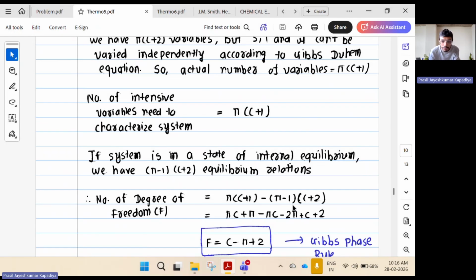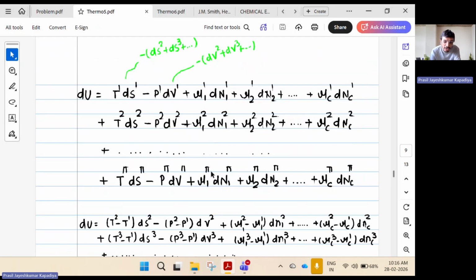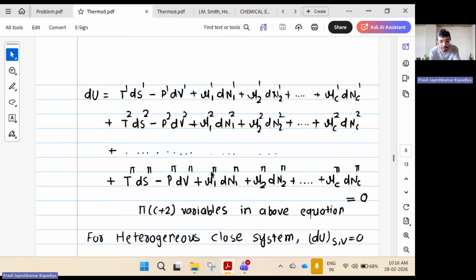c plus 2. So when we expand it, we get it as pi into c plus pi minus pi into c minus 2 pi plus c plus 2. Okay, so this gives us that Gibbs phase rule, that is c minus pi plus 2. Okay, so this is what we have studied, or we have already known what is Gibbs phase rule, but in this class we have derived what is Gibbs phase rule and we have derived the condition of thermodynamic equilibrium.